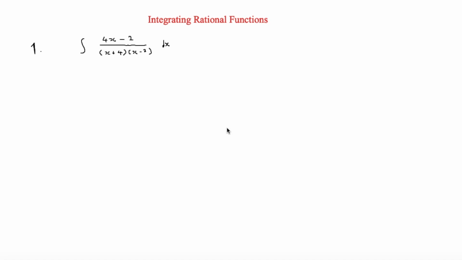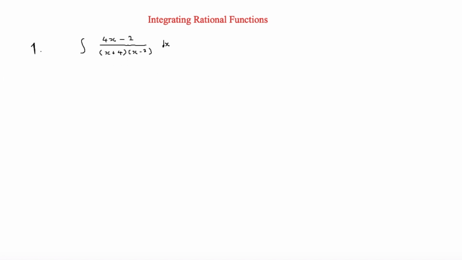I'm Stark, and in this video we are looking at integrating rational functions. By resolving a rational function into partial fractions, each part is a standard integral and can be integrated. This is also known as integrating partial fractions. Our first step is to resolve into partial fractions.